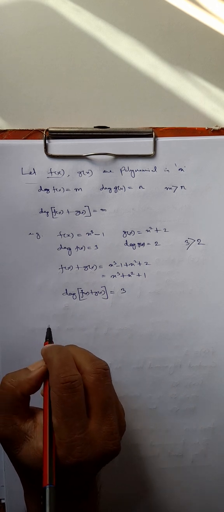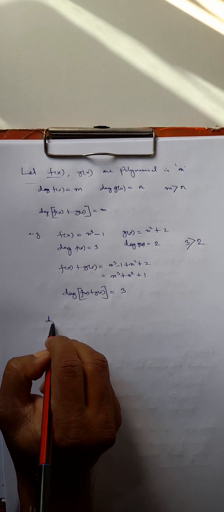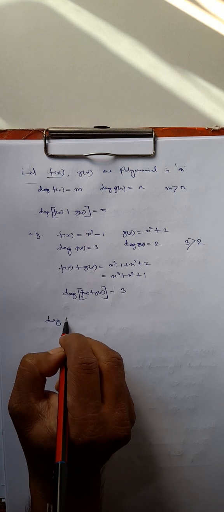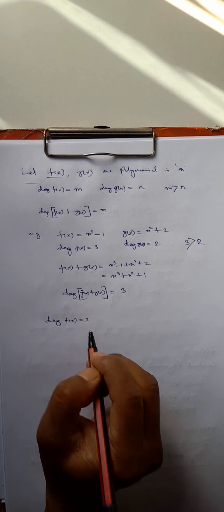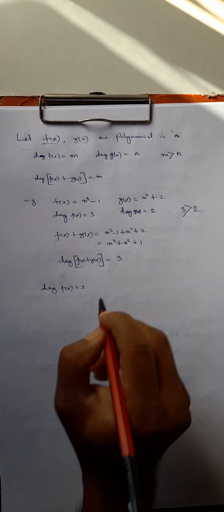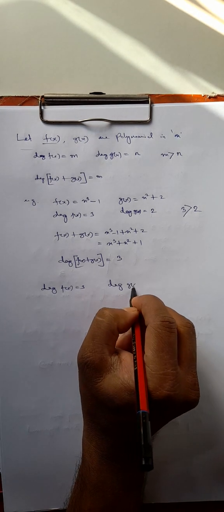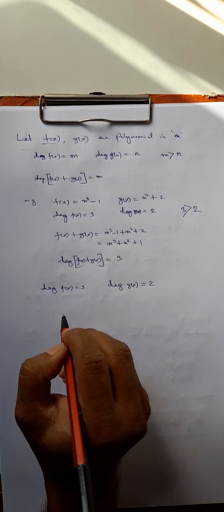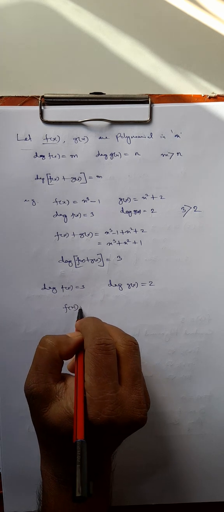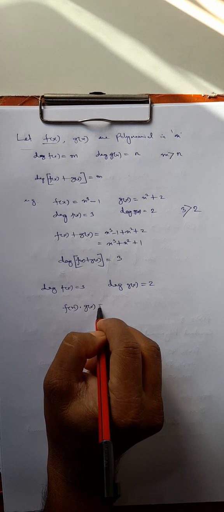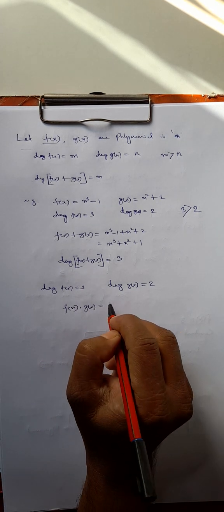Now degree of f(x) equal to 3, degree of g(x) equal to 2. Now we find f(x) multiplied by g(x). Find the product of f(x) into g(x).